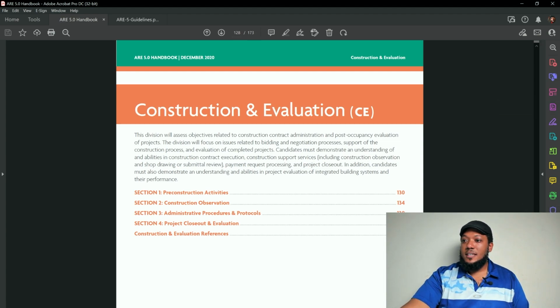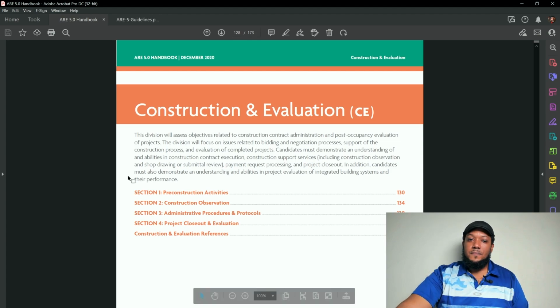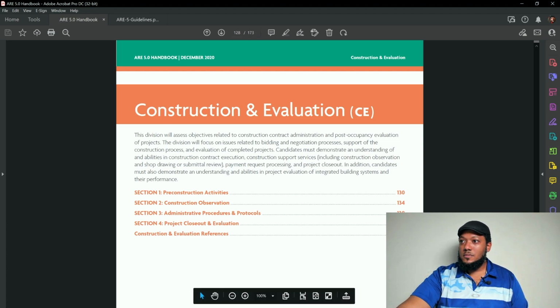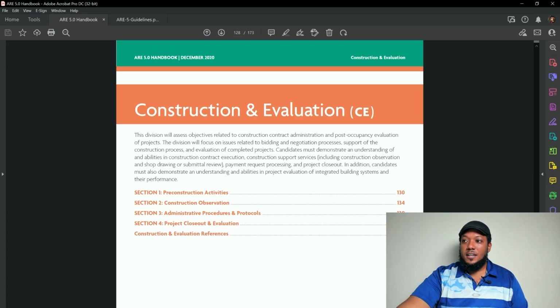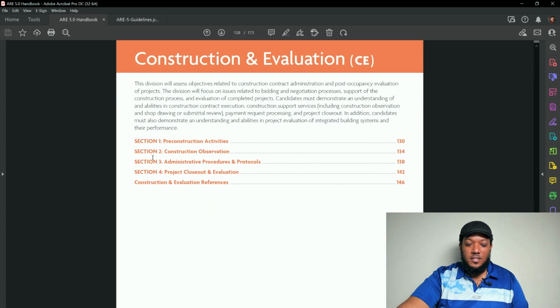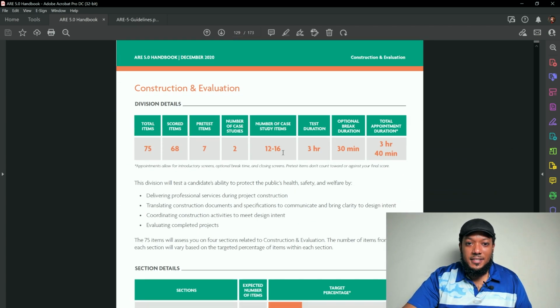So this right here is going to be the exam for you. Just really quickly, this is a 3-hour and 40-minute exam with 75 questions. If you do the calculation, that's actually including your break. This information is saying it's a 30-minute break. So essentially, it's 3 hours and 10 minutes for your exam.